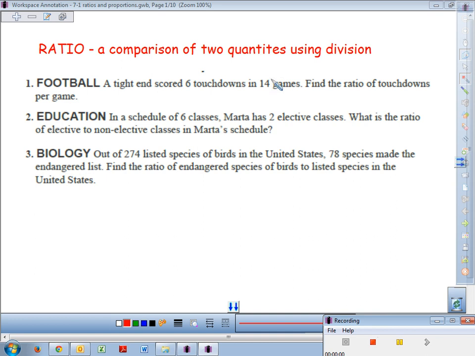This is 7-1 in advanced geometry. It's about ratios and proportions. A ratio is a comparison of two quantities using division.